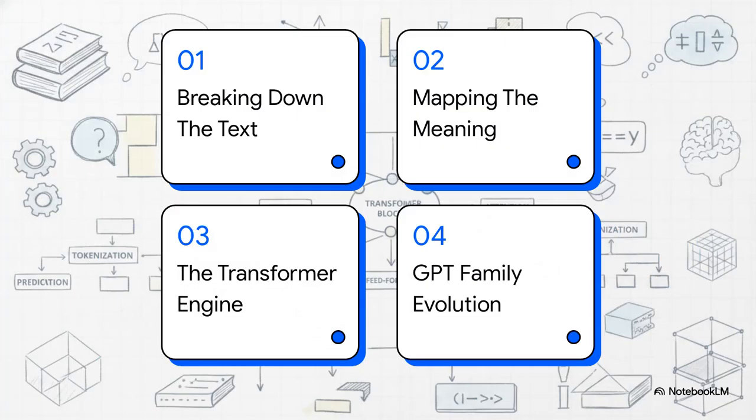So here is our syllabus for today's explainer. 1. Breaking down the text. 2. Mapping the meaning. 3. The transformer engine. And 4. The GPT family evolution. Let's get into it.